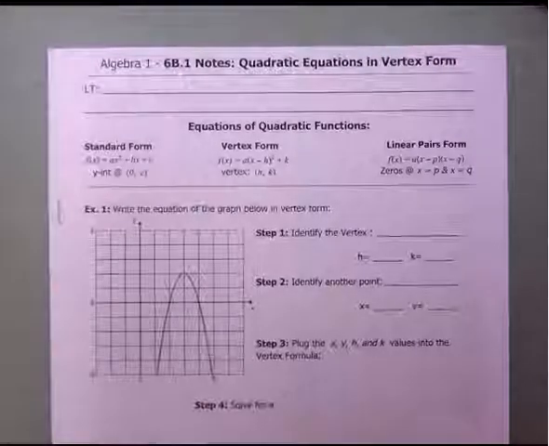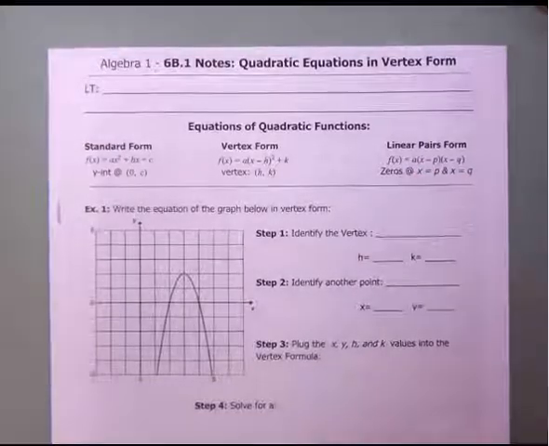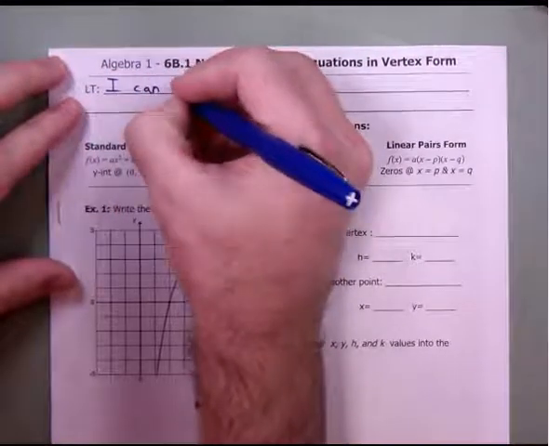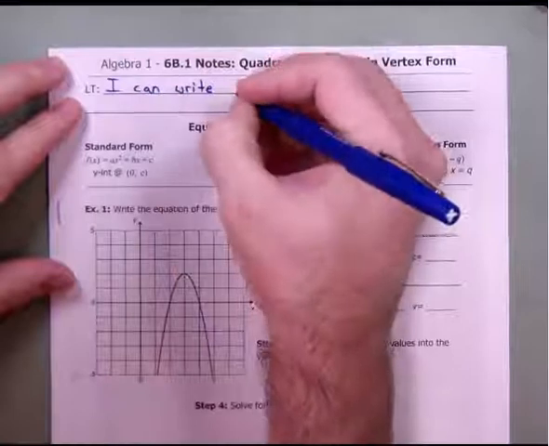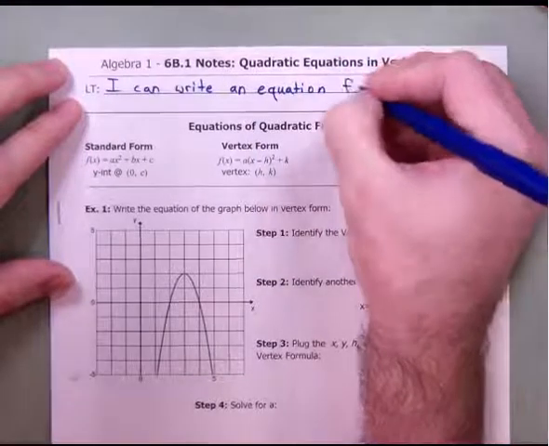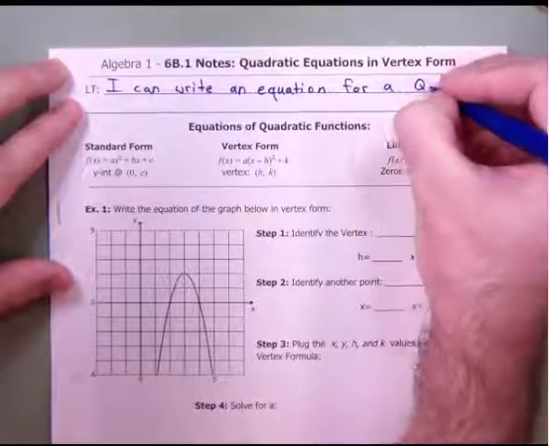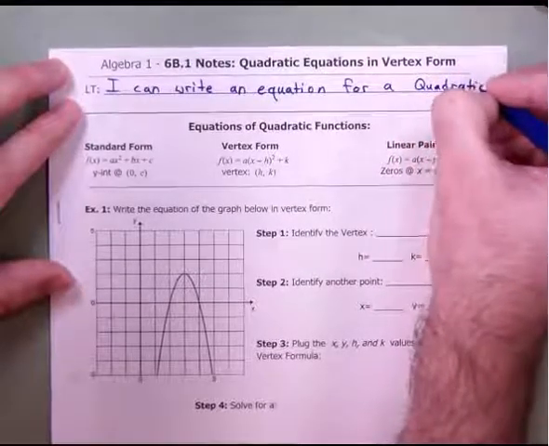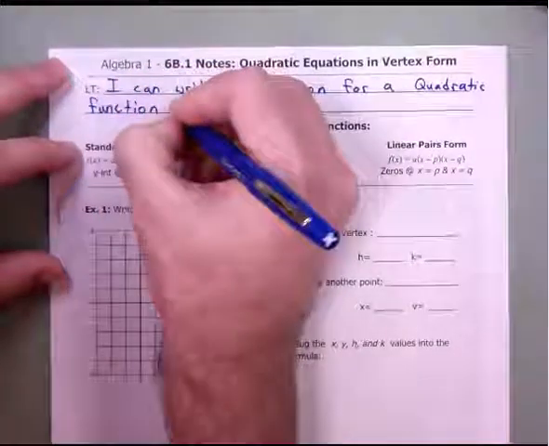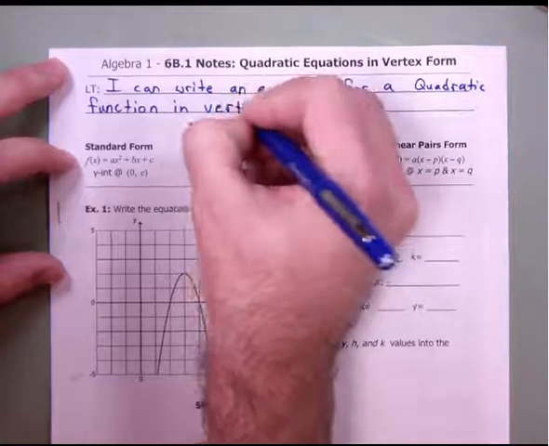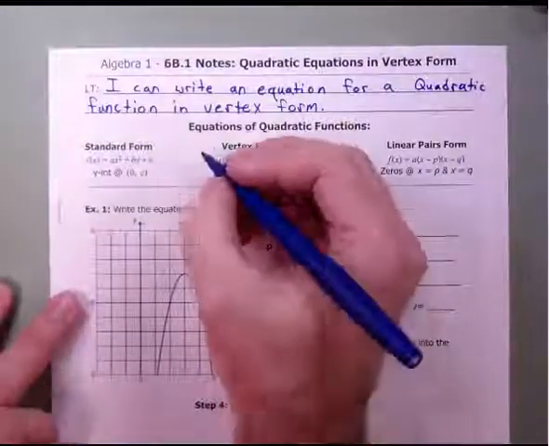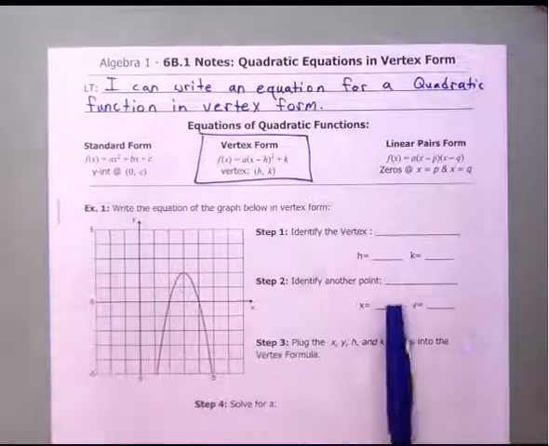Alright. 6B lesson 1 notes. So this is called quadratic equations in vertex form. Today's learning target, I can write an equation for a quadratic function in vertex form. Okay, so the main one we're interested in today is right here, vertex form.